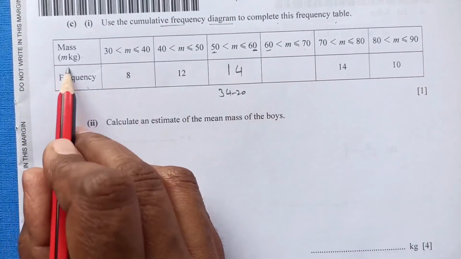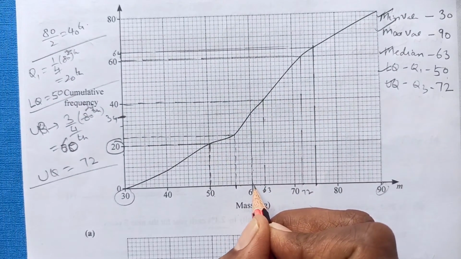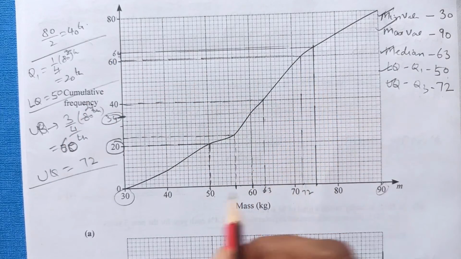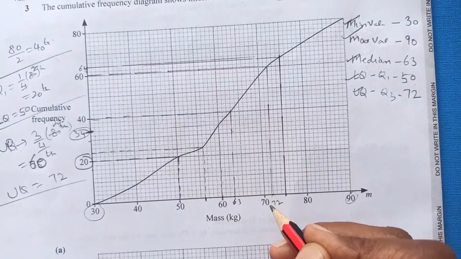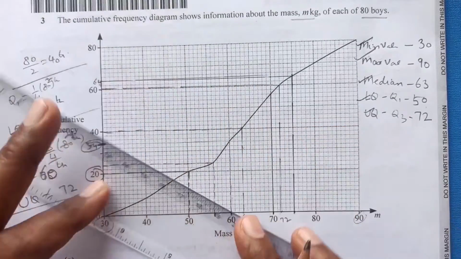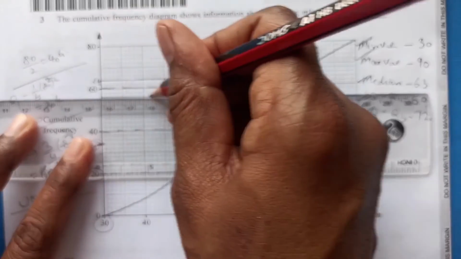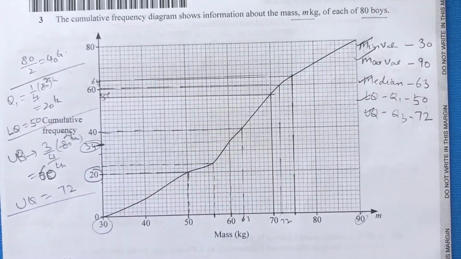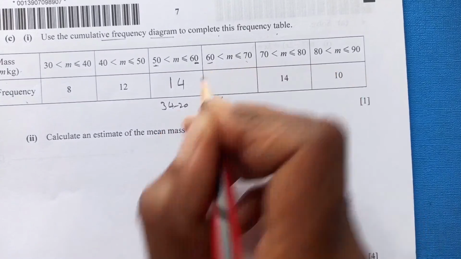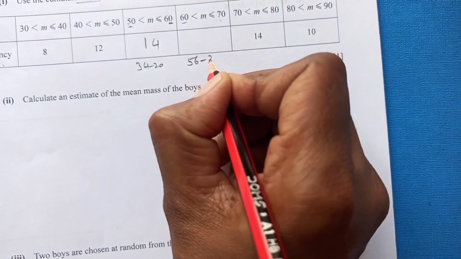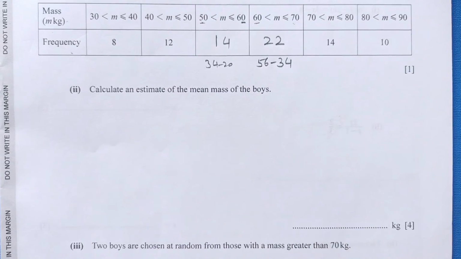Similarly, you can see mass between 60 and 70. So 60 is here. If you go 60, here is 34. Let me check again. Wait, sorry. 70, sorry, 70. 70 is here. So we are going for 70. We'll go back again. 70 is here. If you go this way, this one is 56, right? 58, 50, this is 56. So it is 56 for 70 and then 60. For 60, we already did this one, it is 34. So 34 is here, 56 minus 34, it is 22. So this is how you can complete this one, right?